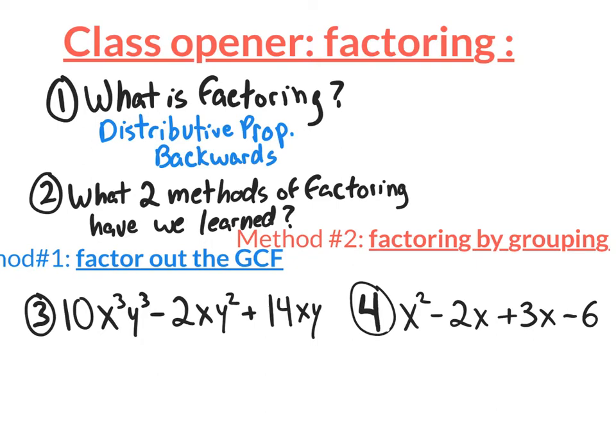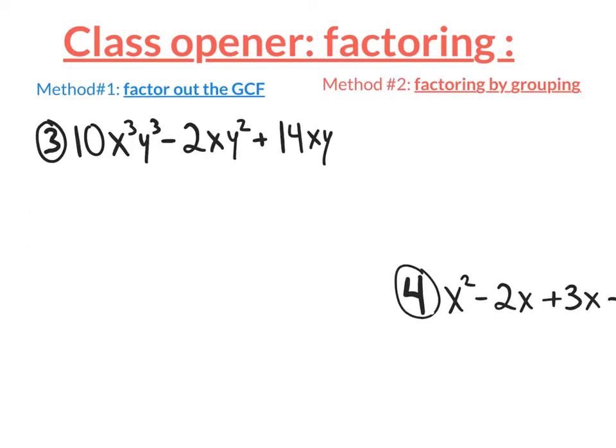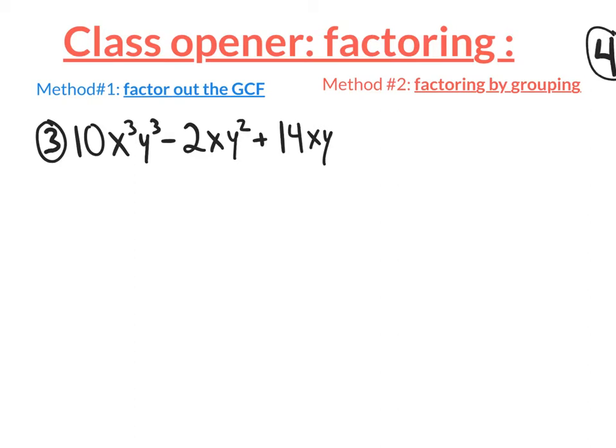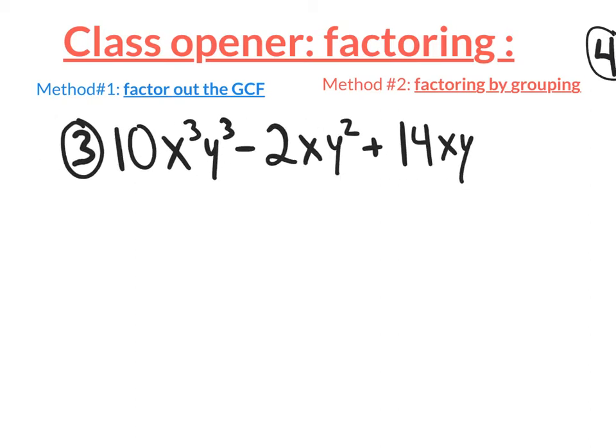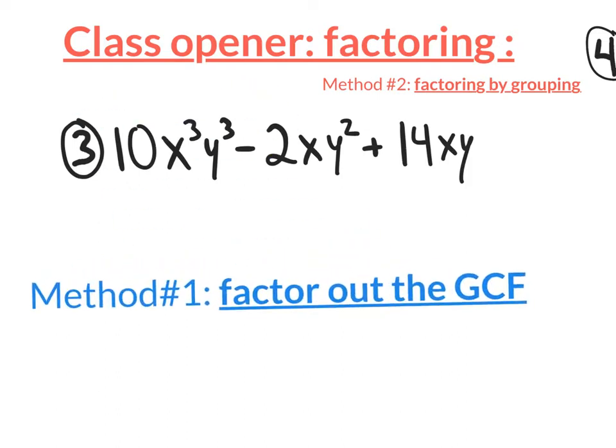Anyway, let's make some space here for questions 3 and 4. So I'm going to move 4 to the side over here. I'll bring it back right now when we're ready for it. On number 3, what method are we going to use? Are we going to do factoring by grouping right here? No. What are we going to do? We're going to do factoring out the GCF.